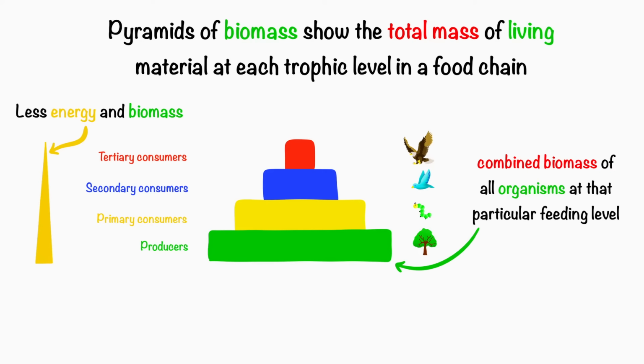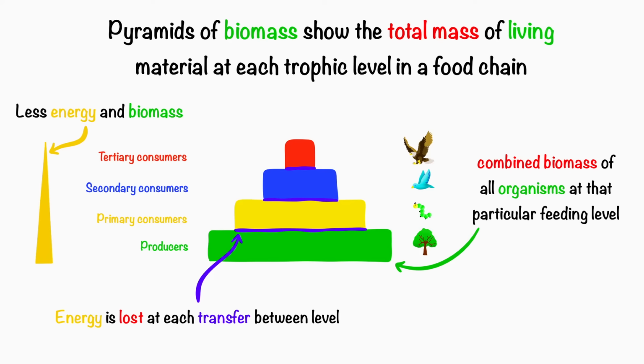As you move further up in trophic levels in a food chain, there's less and less energy and biomass at each stage. This pattern happens because energy is lost at each transfer between the trophic levels, supporting fewer organisms and less total mass as you move up.